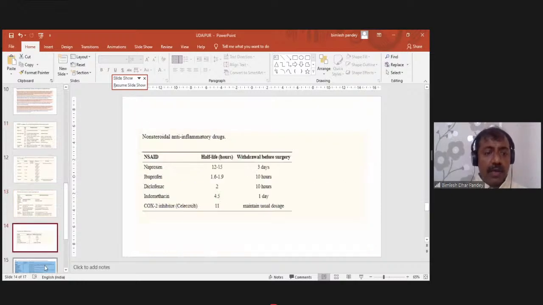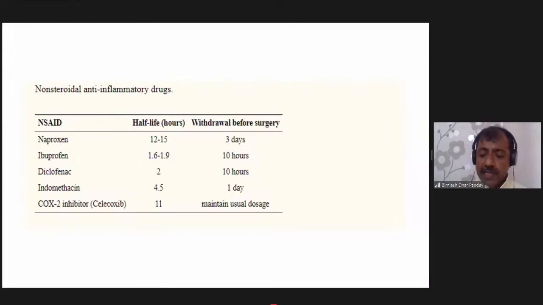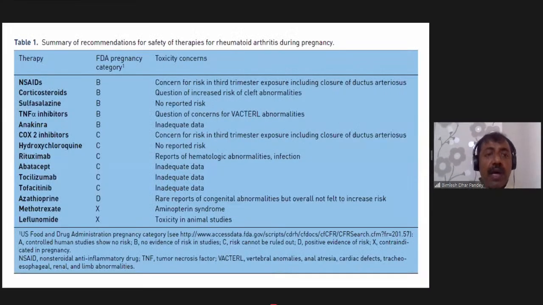So again, all these guidelines have evolved. Maybe some time back we had different guidelines. With the FDA pregnancy categories, it was quite clear by 2012 and 13 that you can use certain drugs which are in the B category. And if you see, hydroxychloroquine is C. They were not very sure because they felt that fetal ophthalmic complications may still be there. But they were quite happy with NSAIDs, corticosteroids, sulfasalazine, and TNF inhibitors. However, they were concerned about vertebral abnormalities.